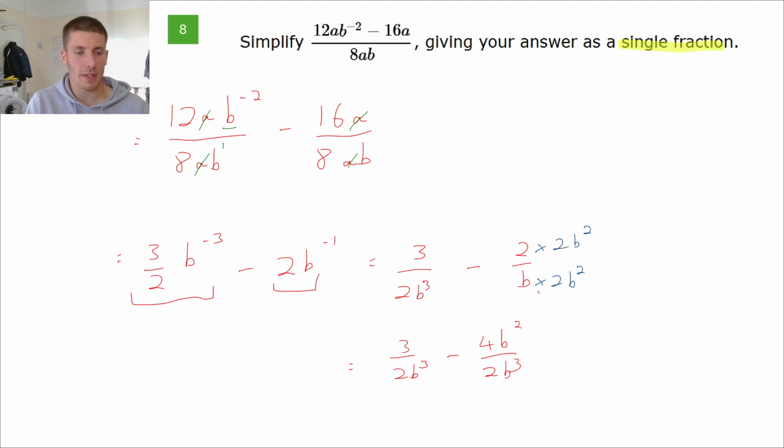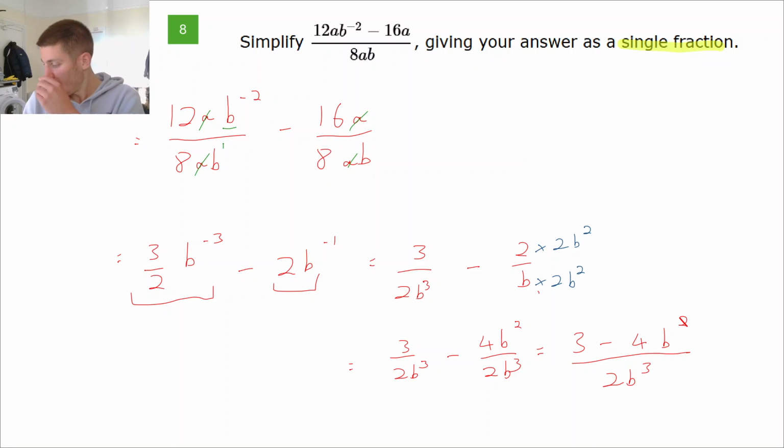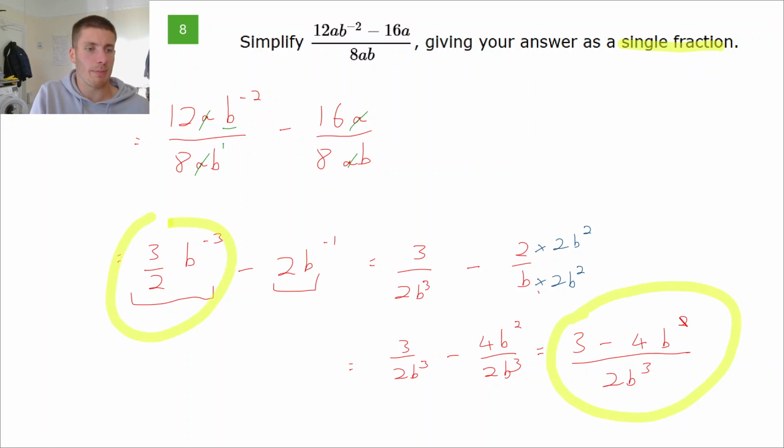They're the same, which means I can write this as one single fraction. I can write it as 3, take away 4b squared over 2b cubed. And that's it, because I've written it as a single fraction. It's not split up into two parts. This is a single fraction as opposed to this, which is sort of two parts to it, which is not good. Although they mean the same thing, I've got to write it as a single fraction.